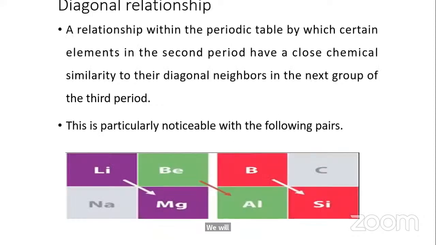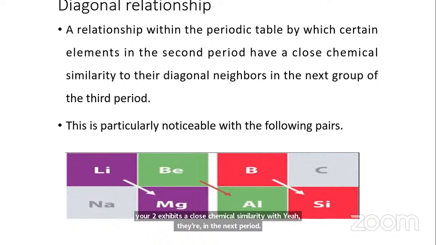And we have the diagonal relationship. In the periodic table, we have what we call the diagonal relationship. The diagonal relationship was observed between elements of 2 succeeding periods, mainly between elements of period 2 and the elements of period 3. It is the situation in which elements in period 2 exhibit a close chemical similarity with their diagonal neighbors in the next period.